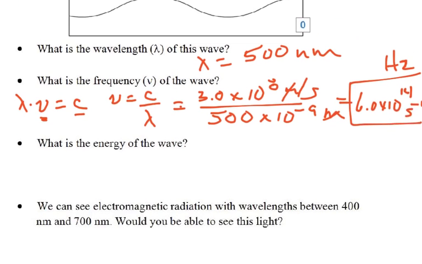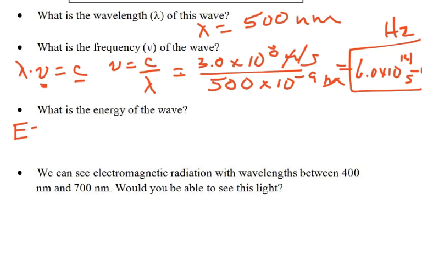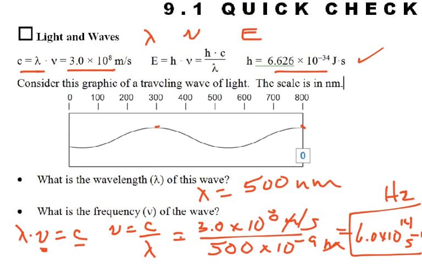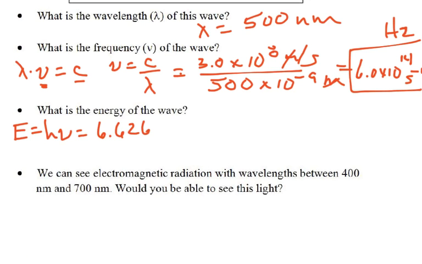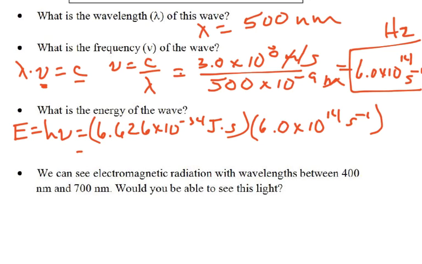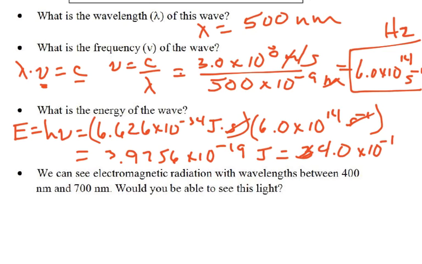Next here, what is the energy of the wave? Well, we know the energy is equal to h times nu. Planck's constant is 6.626 times 10 to the minus 34, and this is joules times seconds, so that's h. And we just figured out that the frequency is 6.0 times 10 to the 14th seconds to the minus 1. For this, I get 3.9756 times 10 to the minus 19th. The seconds cancel, so this is joules. You probably would report that as 4.0 times 10 to the negative 19th joules.